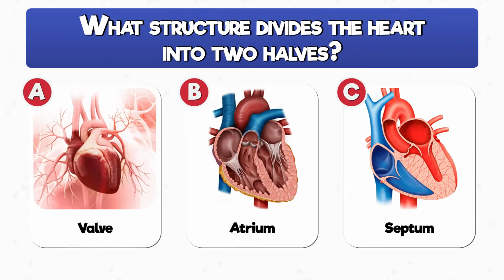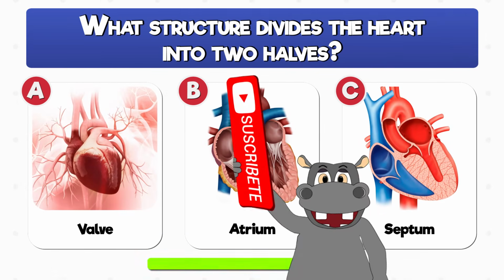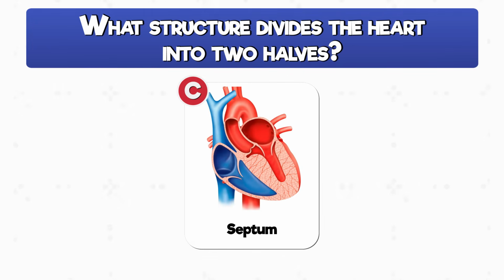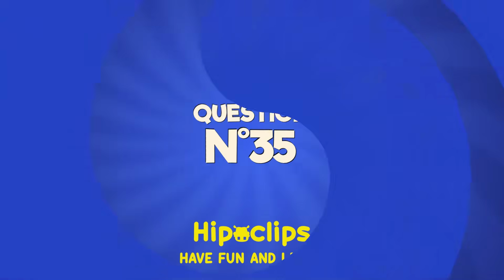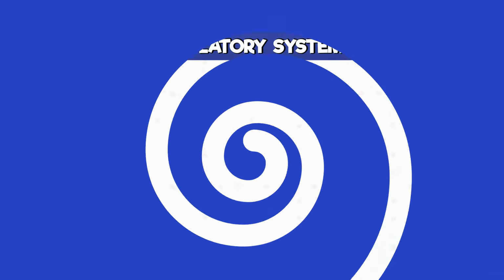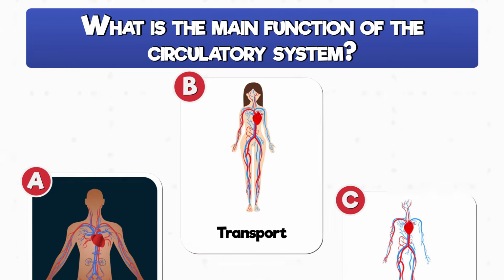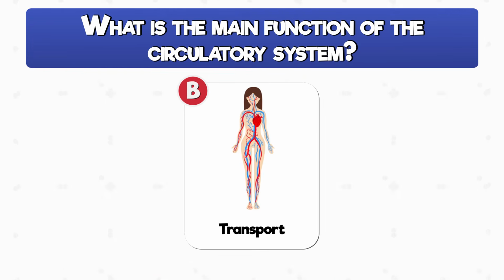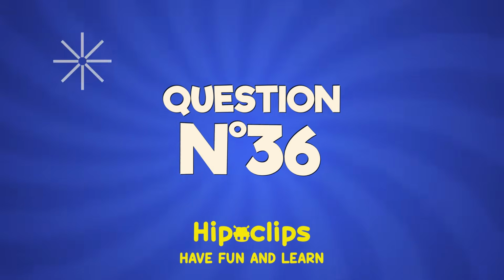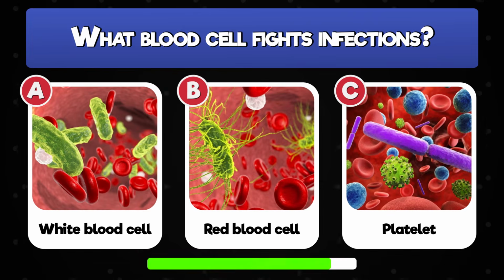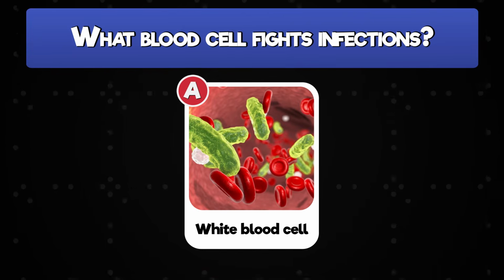What structure divides the heart into two halves? The septum. What is the main function of the circulatory system? Transport. What blood cell fights infections? The white blood cells.